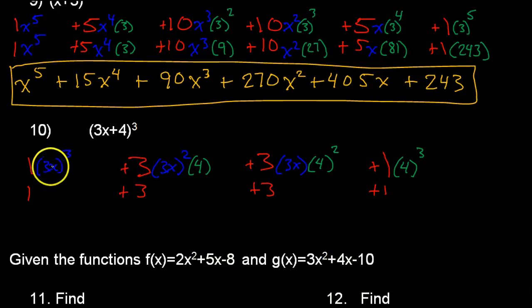Now be really careful on this. 3x to the 3rd power is not just 3x to the 3rd power. That's why I put this in parentheses to remind us. We have to do 3 to the 3rd power and x to the 3rd power. We got to cube all of it. 3 to the 3rd power is 27, so this should be 27x to the 3rd power. 3 squared is 9, so this will be 9x squared. And then we just have 3x.